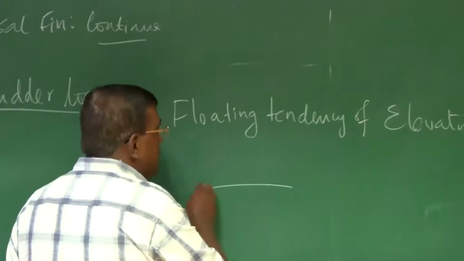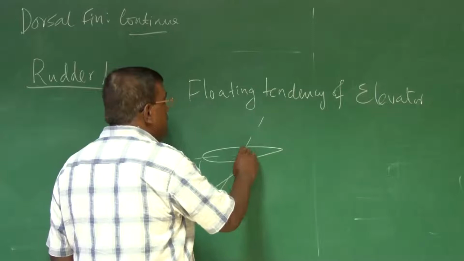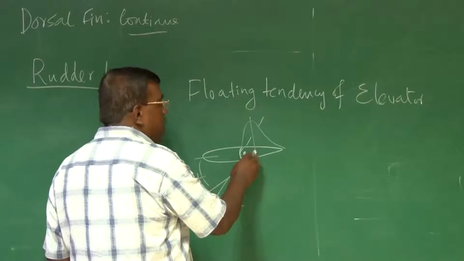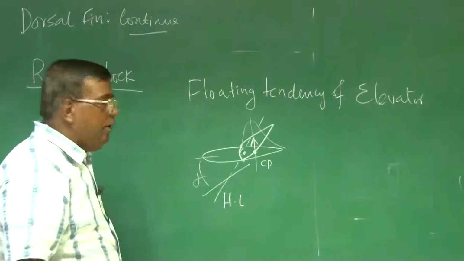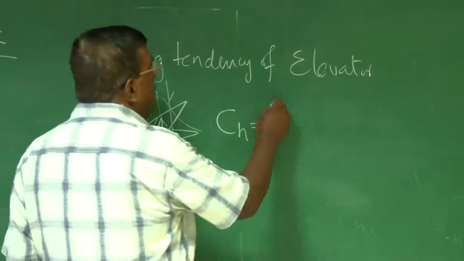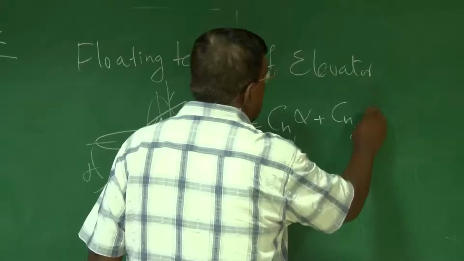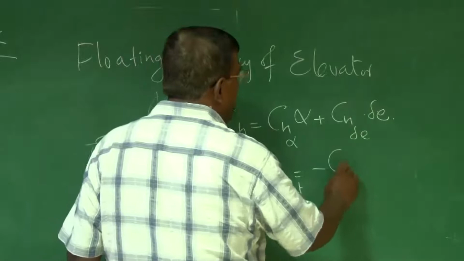If this is the horizontal tail and this is the elevator hinge line, right? If there is an angle of attack alpha, you can say there is a pressure distribution over it, and the aerodynamic center or center of pressure over the elevator is here, so it will try to float the elevator up, but as it goes up, it is resisted by the forces experienced here, and there is an equilibrium, right? We explained that CH, the non-dimensional hinge moment coefficient, can be expressed as CH alpha into alpha plus CH delta E into delta E. Of course, we assume CH naught is 0. So delta E float can be easily modeled as minus CH alpha into alpha by CH delta E.